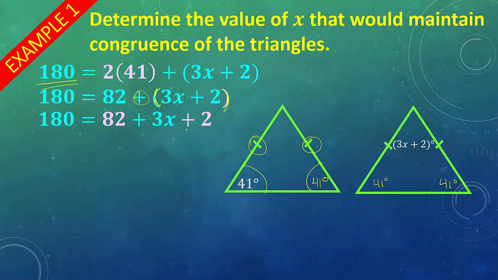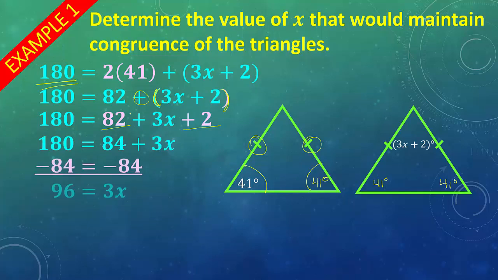Now I'm going to combine my like terms, the plus 2 and the 82, to get 180 equals 84 plus 3x. Now this is much more manageable, so all I have to do is subtract 84 from both sides, which would give me 3x equals 96. Divide both sides by 3, which gives me 32 for x. Now, that's the value of x.